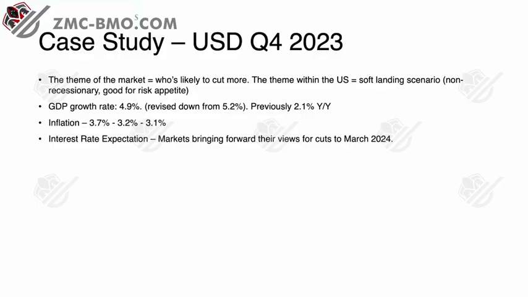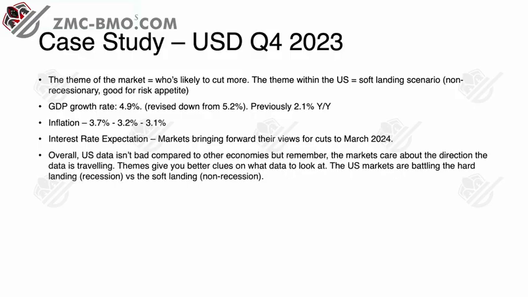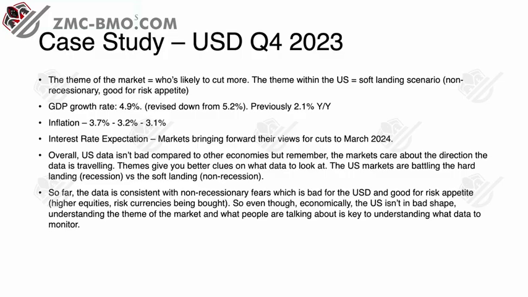Until we see it point net recessionary, fine, then we could be bullish the dollar because of risk off, bearish the equities in the near term. Fine, we agree with that. But at the moment, markets care about soft landing. Overall, US data isn't bad compared to other economies, but remember, the markets care about the direction the data is traveling. Themes give you better clues on what data to look at. The US markets are battling the hard landing recession versus the soft landing or non-recession environment. So far, the data is consistent with non-recessionary fears, which is bad for the dollar and good for risk appetite. So higher equities, risk currencies being bought like the AUD, the NZD, etc.